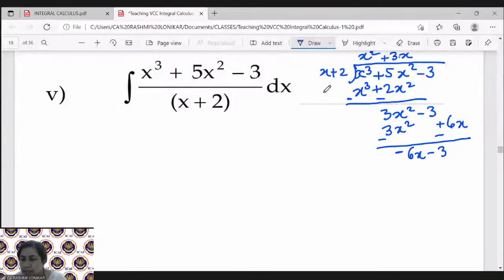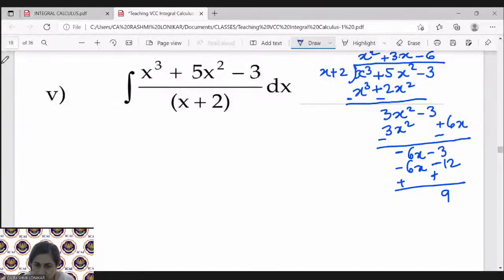Now minus 6x, if I want that, I must multiply x with minus 6. Minus 6 into x will give me minus 6x. Minus 6 into plus 2 will give me minus 12. So this becomes plus, this becomes plus. I am left with 9, because plus 12 minus 3 will give me 9. So what will I get?